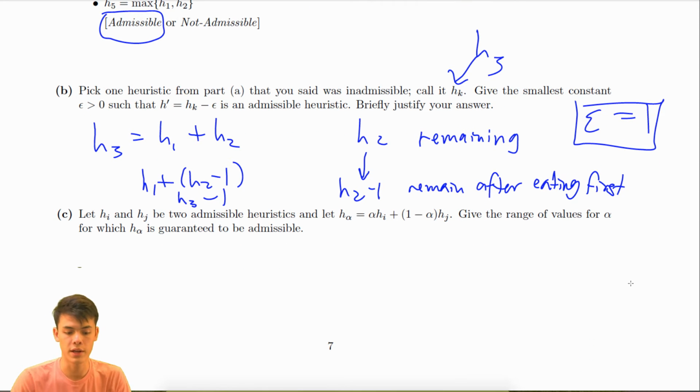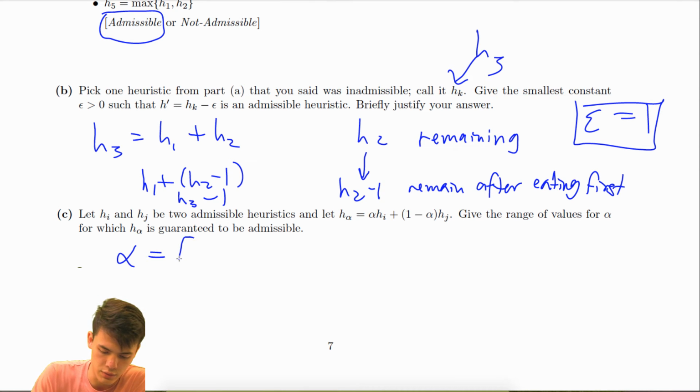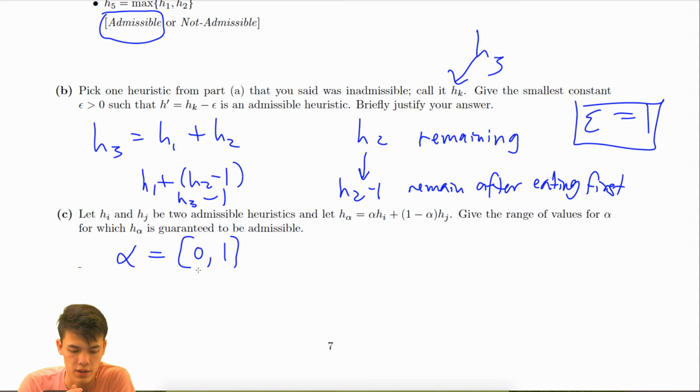Let Hi and Hj be two admissible heuristics, just in general, not just for this problem. And let H alpha be alpha times Hi plus (1 minus alpha) times Hj. So alpha is just some number. What range of values for that number alpha will make this heuristic H sub alpha admissible, and provably so? The answer is that alpha has to lie in the range 0 to 1 closed, so inclusive. Why is it inclusive? Because if it's 0, then it's just Hj, and if it's 1, then it's just Hi, both of which we already know are admissible.